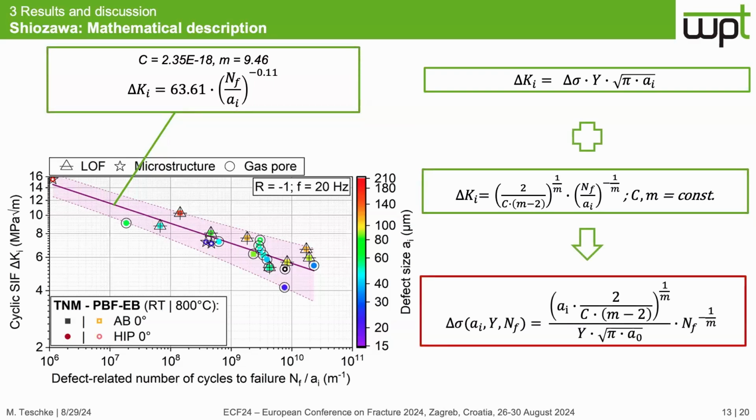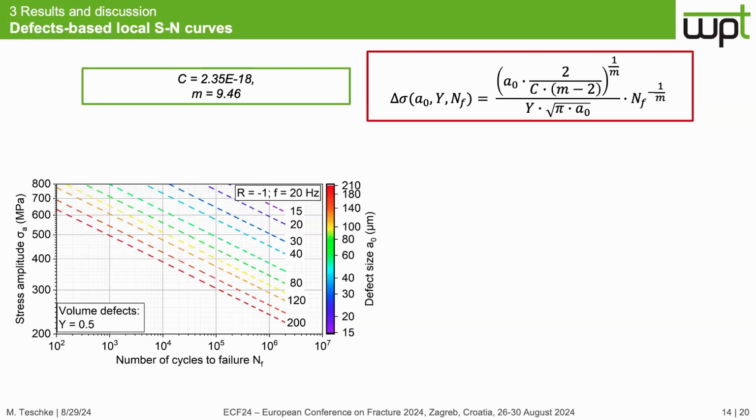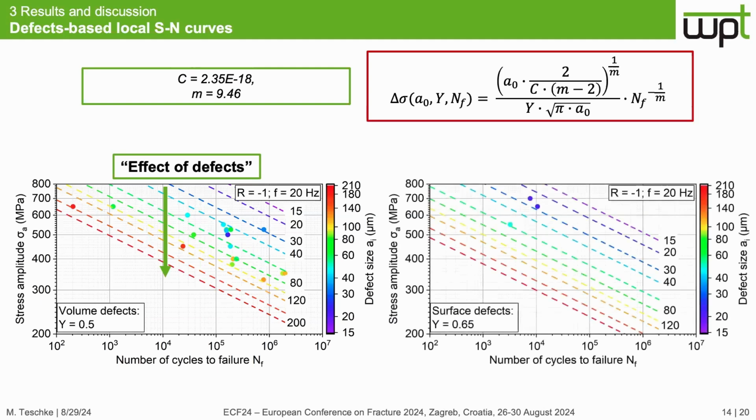If we take these now known constants, take the Murakami equation and the Shiozawa equation, set them equal to each other, and transform them to a new equation, we can find a formula for the stress range based on the defect size, the location, and the number of cycles to failure. In the next step, we use this equation to calculate synthetic SN curves, or in other words, defect-based local SN curves for a special defect size and a special defect location. With the help of these SN curves, we can now describe the effect of defects. And here, to prove this, we plotted the data points from the real experiment you have seen before, and we can see that for volume defects and even for surface defects, it fits very well.